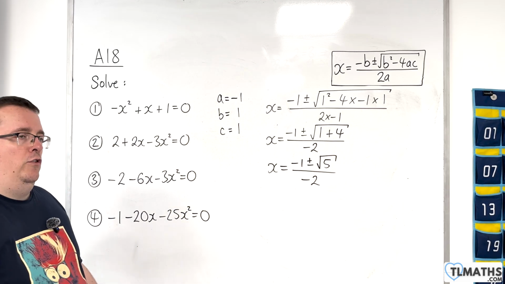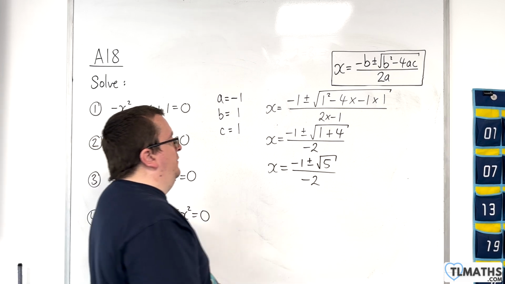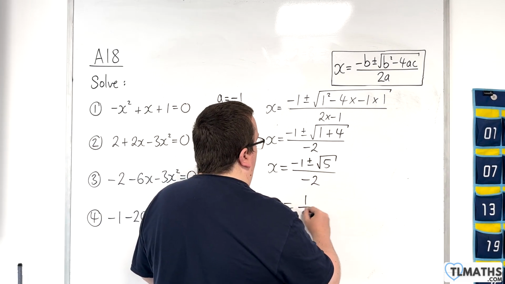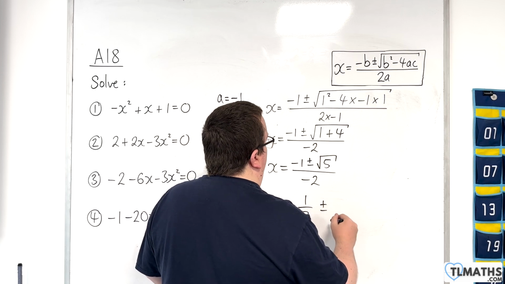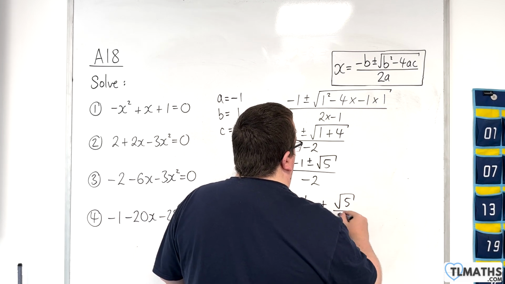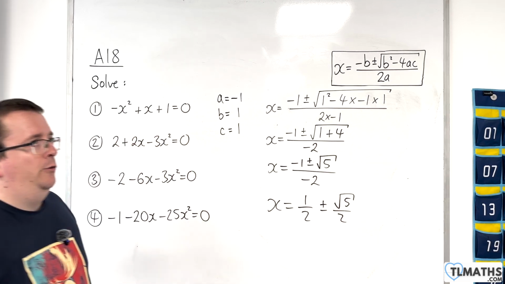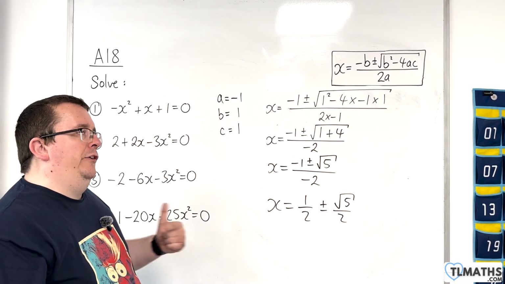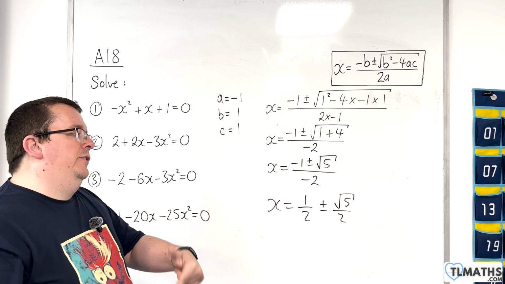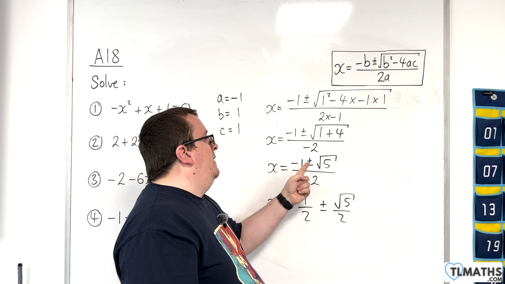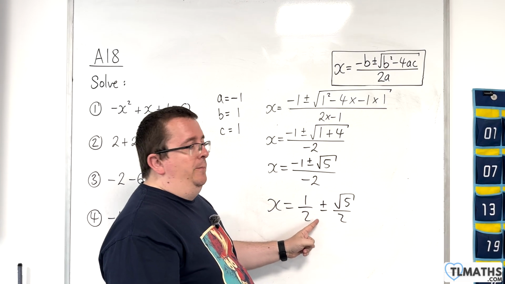Now you could leave your answer like that. I'm not going to though. Let's do it like this. So minus 1 over minus 2 is a half, plus or minus root 5 over 2. Now, you might be wondering, why isn't it plus or minus of root 5 over minus 2? Or plus or minus of minus root 5 over 2? Or whatever. I don't need an extra minus sign there because I'm already doing the plus minus.